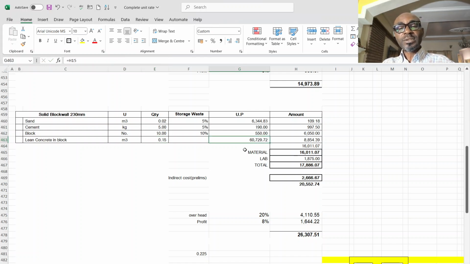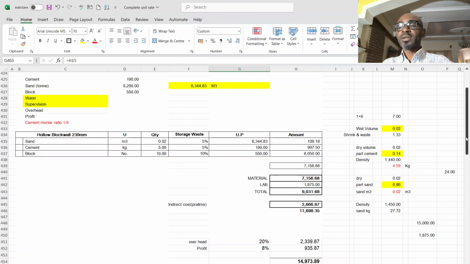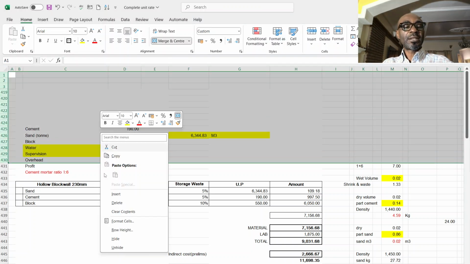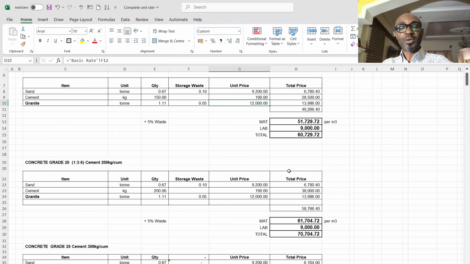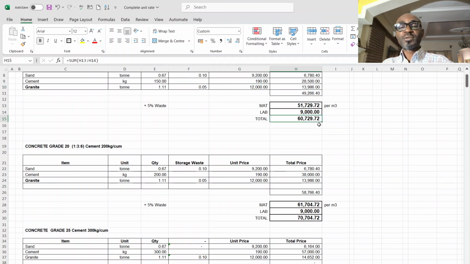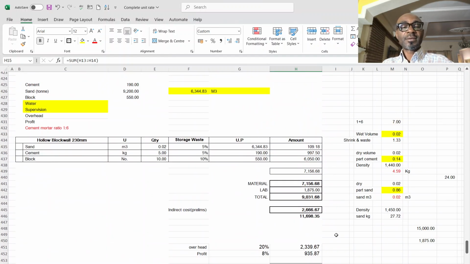Then this rate is the rate of concrete that I've built already, which we can get here. This 60,000 includes the cost of labor, which is 9,000, and 51,000 is the lean concrete. You have the cost of your sand, your block, your cement, granite, and all of that. So it is this cost of concrete that I took directly to my solid block.